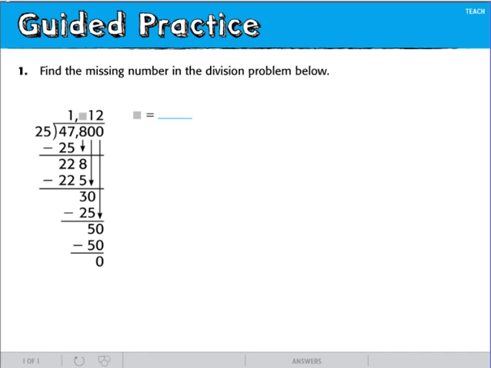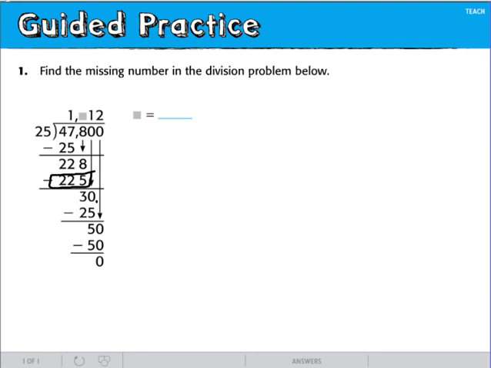25 goes into 47 one time. They subtracted, it's 22. Bring down the 8. We have 228 minus 225 is 3. That's 30. It's 25. Subtract it, it's 5. Bring down the 0, it's 50. They get 50. And so I need to figure out what's in the square. Well, I know that this is my answer for what's in the square.